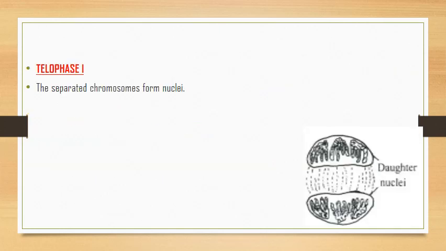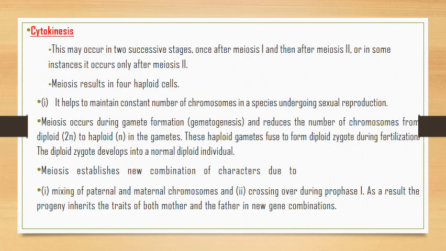Next is telophase 1, the separated chromosomes form nuclei. Cytokinesis, this may occur in 2 successive stages, one after meiosis 1 and then after meiosis 2, or in some instances it occurs only after meiosis 2. So meiosis results in 4 haploid cells. It helps to maintain constant number of chromosomes in a species undergoing sexual reproduction. Meiosis occurs during gamete formation. This is known as gametogenesis and reduces the number of chromosomes from diploid to haploid in the gametes.